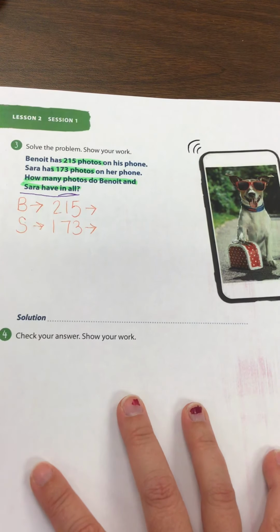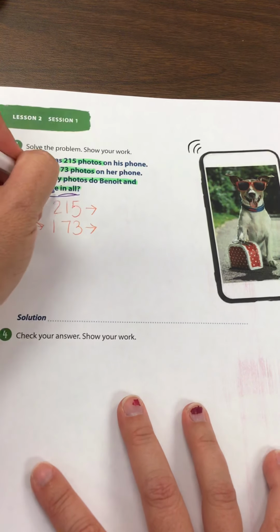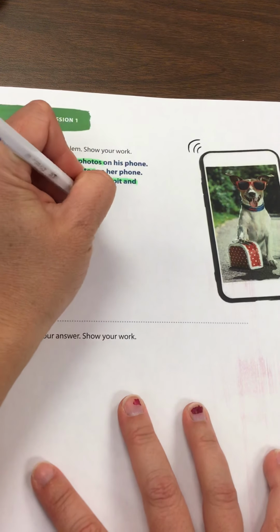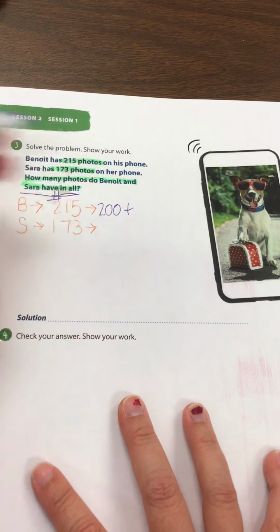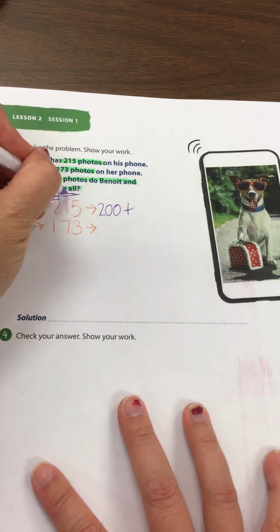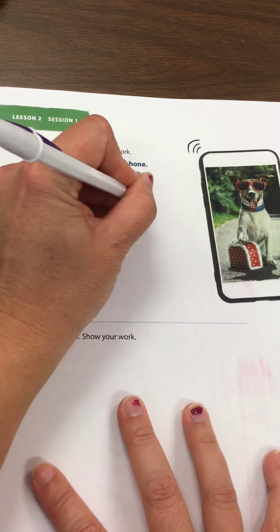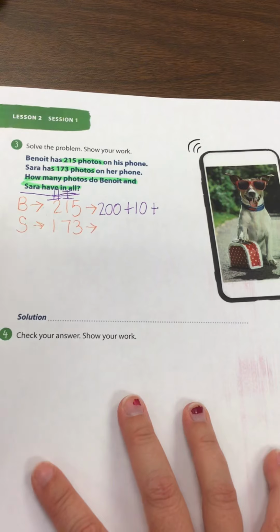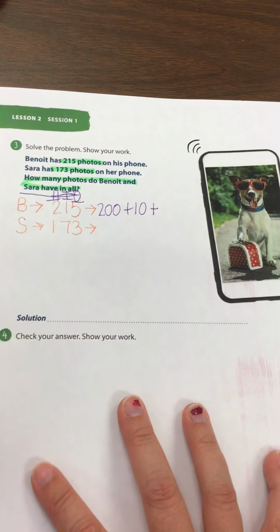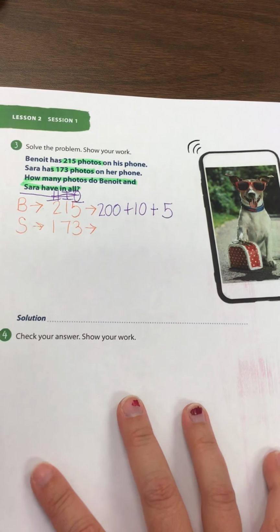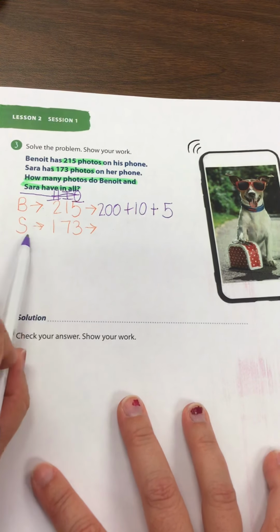How many hundreds are there in 215? I hope you're thinking 2. 2 hundreds gives you 200. How many tens are there in 215? There is 1 ten. What does 1 ten give you? 10. And then how many ones? You got it, 5. So there we have it. We broke apart 215.